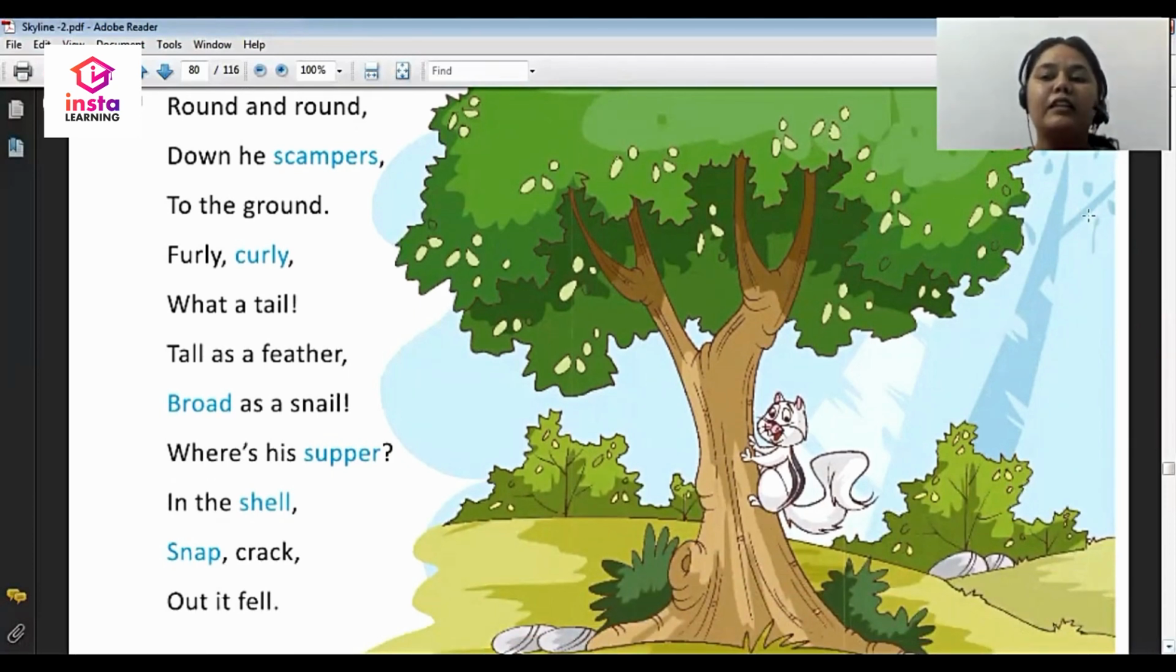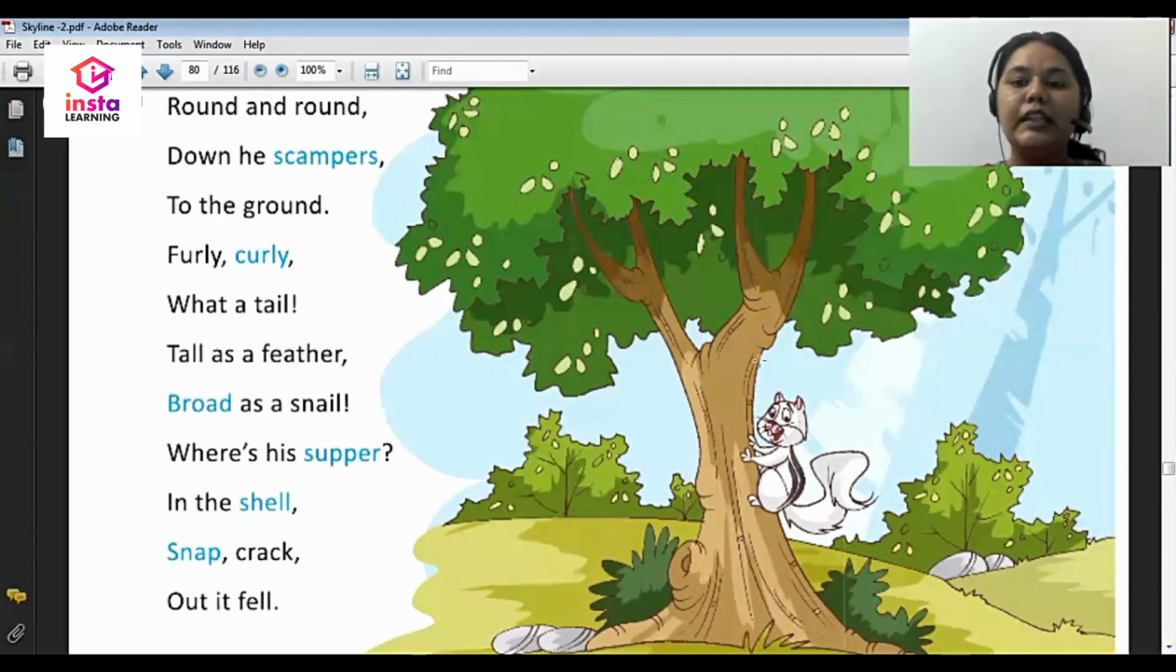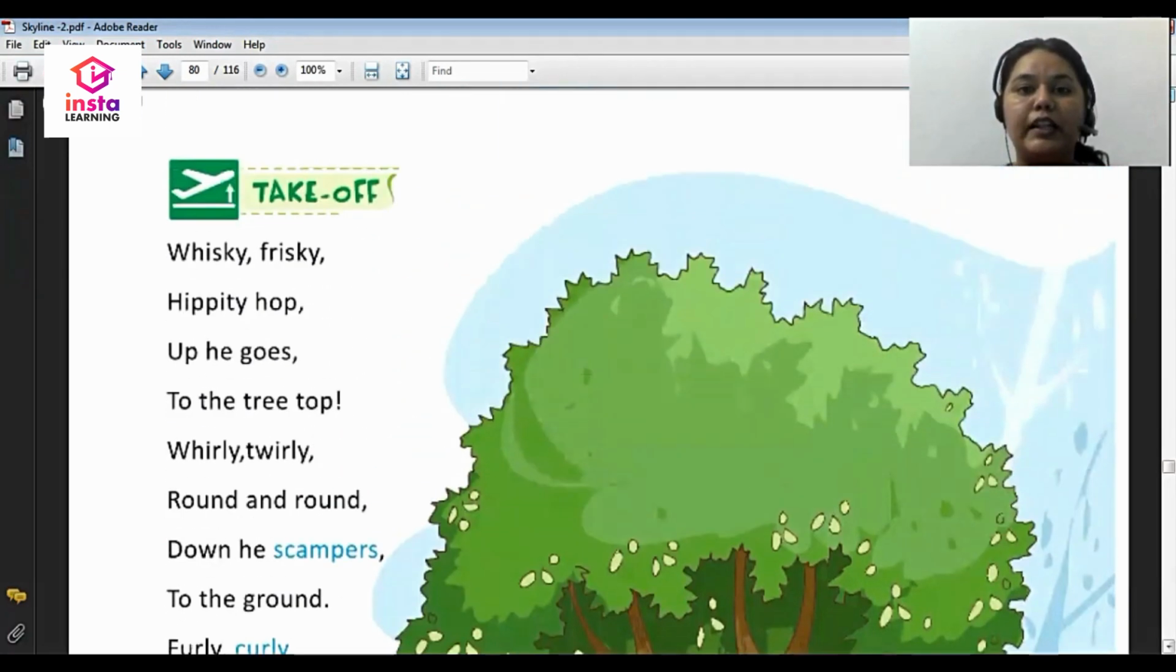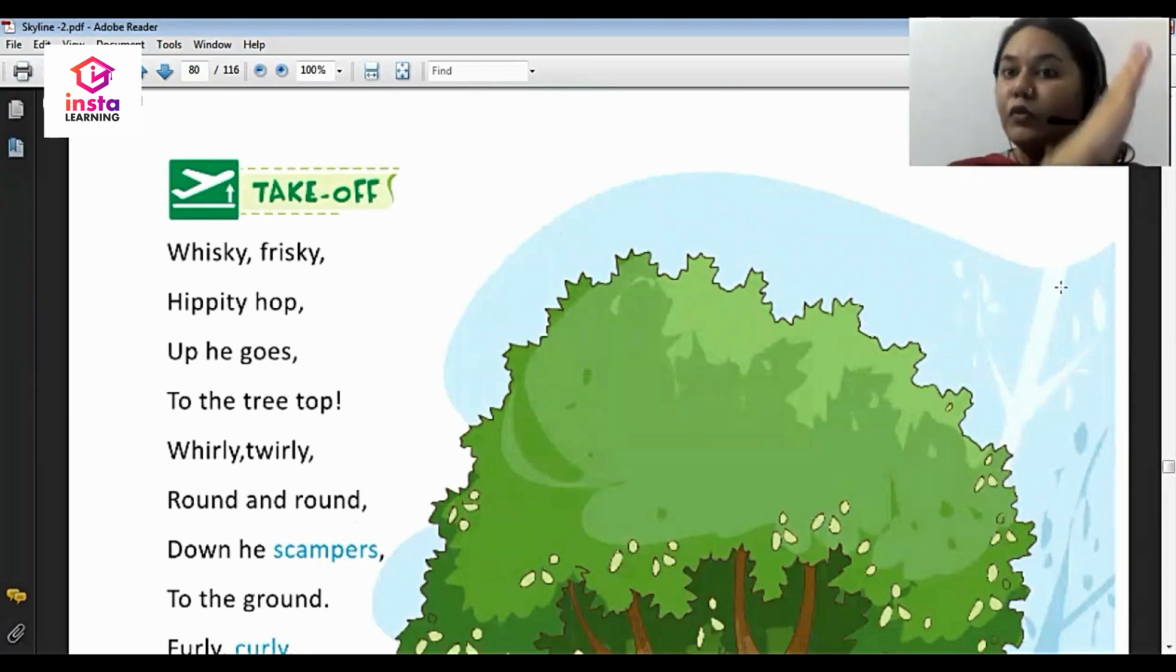So let us start understanding this poem line by line. You can see that this is a little squirrel which is drawn here, and what are the activities of the squirrel that are described? Whisky frisky means that the squirrel moves very fast, and sometimes it seems that the squirrel has lost its balance. The way it walks very quickly, sometimes like a mouse, sometimes even faster than a mouse.